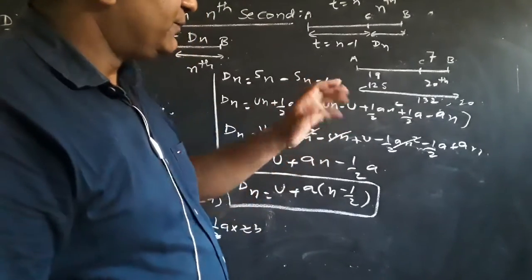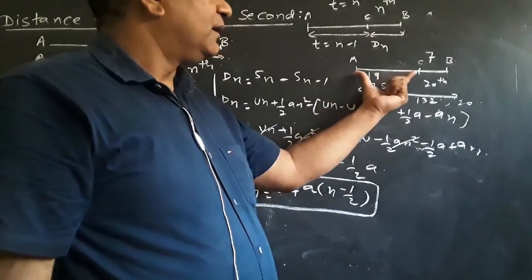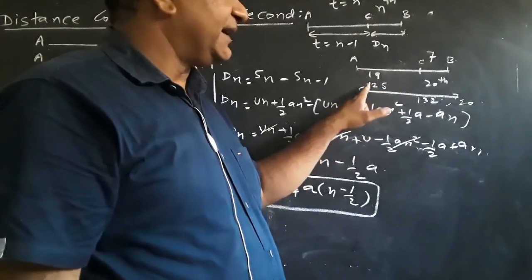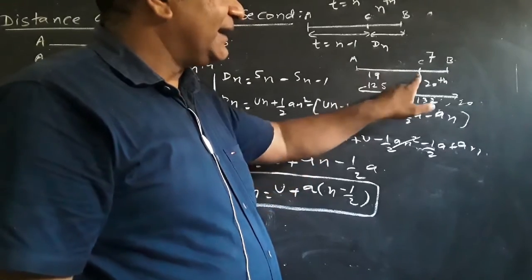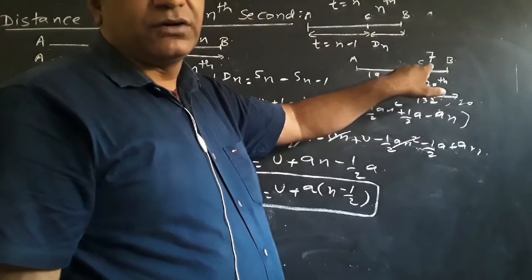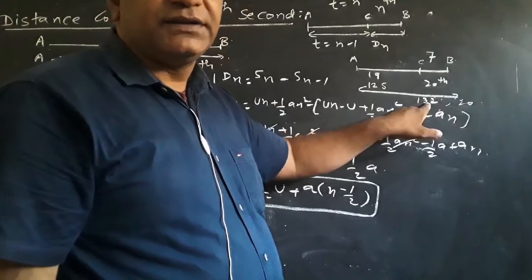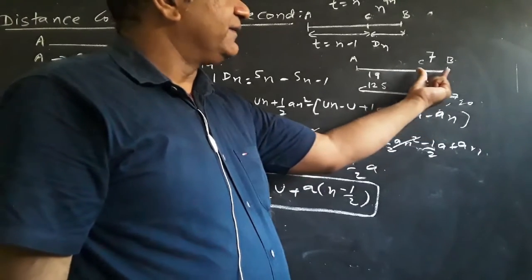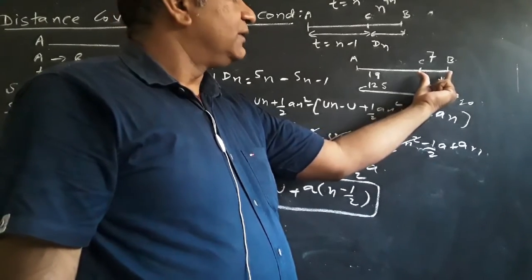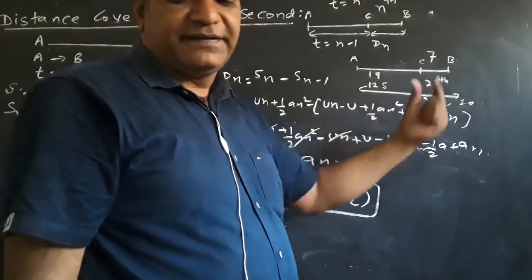We take an example of this. Suppose in a T20 cricket match, a team scores 125 from A to C, that is 19 overs. In the last over, that is the 20th over, the team scores 7. So the total score of the team in 20 overs is 132. This last over is called the nth, or the 20th over. Now we have to calculate, in a uniform motion, the distance between C and B.